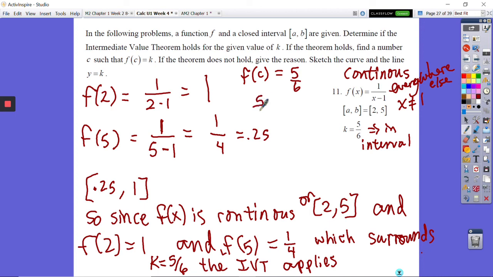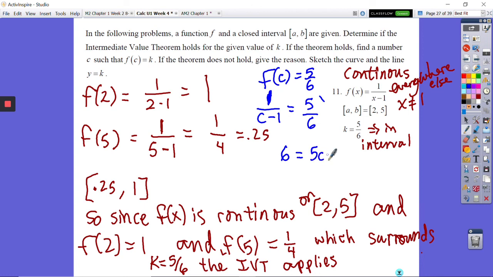Well, let me change colors. So there is a value C. We just need to find it now. So f of C equals 5/6. So 1 over C minus 1 equals 5/6. So I'm going to cross multiply. So 6 equals 5C minus 5. So 11 equals 5C. And C equals 11 over 5.